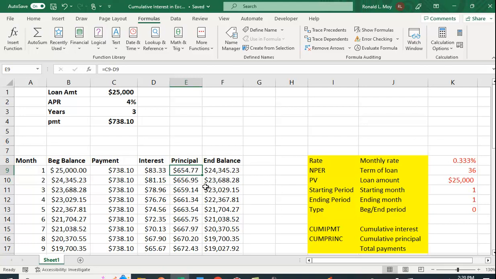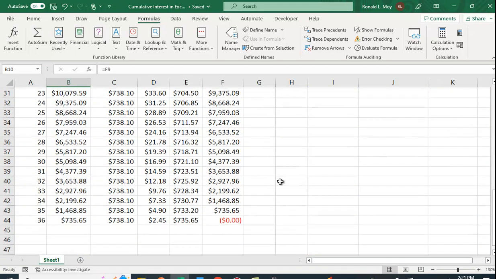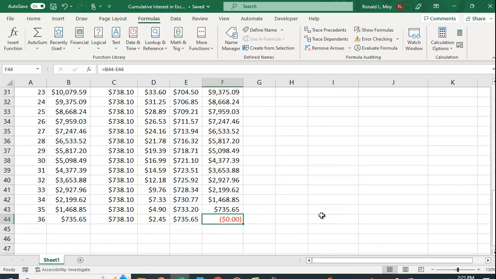To get the next row, I simply copy this to here. So basically, the ending balance last period is the beginning balance this period. And then I just copy these cells down to the next row, and then I copy them all down. And if you've done this correctly, when you get to the final payment, your balance should be about zero. In this case, it's going to be exactly zero because the payment isn't actually $738.10. It's $738.10 and some fraction of a penny.